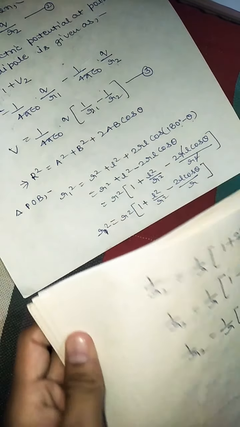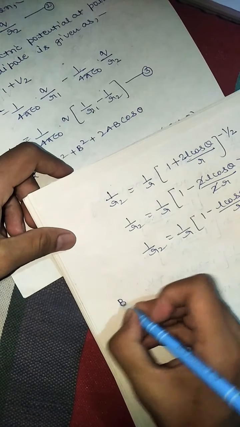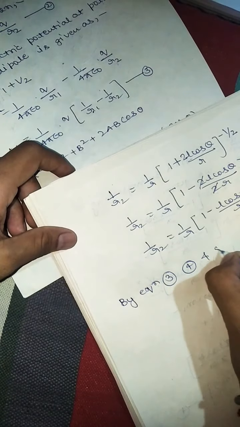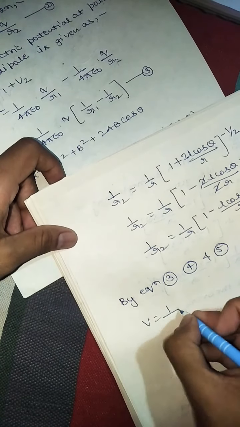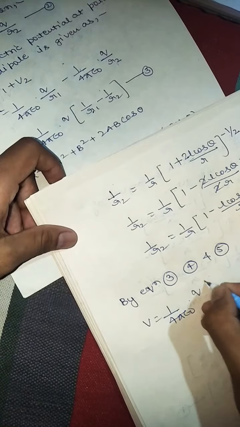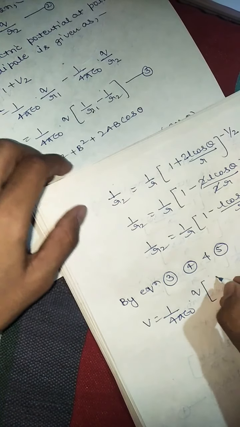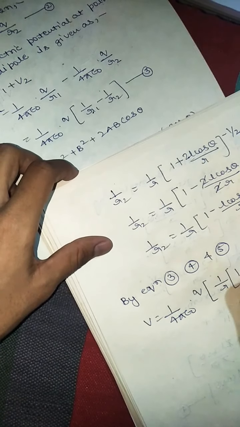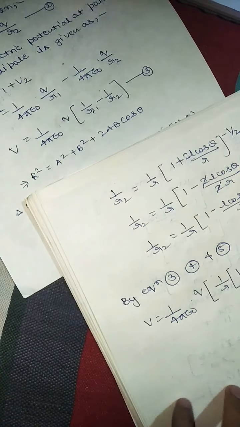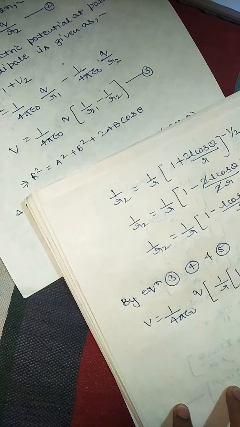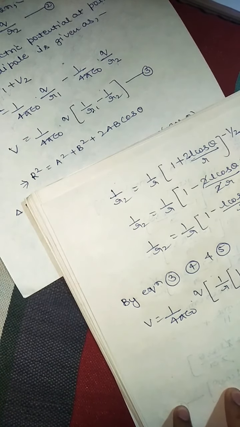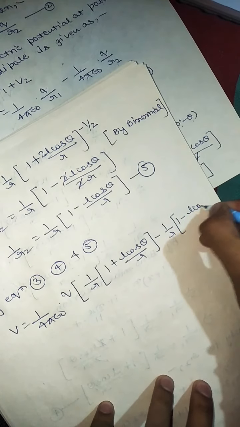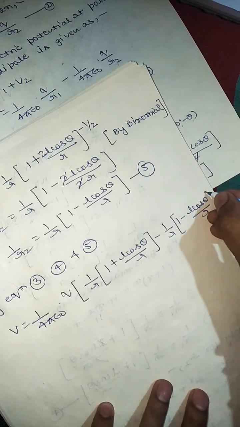We have got the value of 1 upon R1, 1 upon R2. By equation 3, 4 and 5, we are putting these values. V is equal to 1 upon 4 pi epsilon naught Q. This was common. 1 upon R1, what is 1 upon R1? 1 by R 1 plus L cos theta by R. And what is 1 upon R2? That is minus 1 by R 1 minus L cos theta by R.